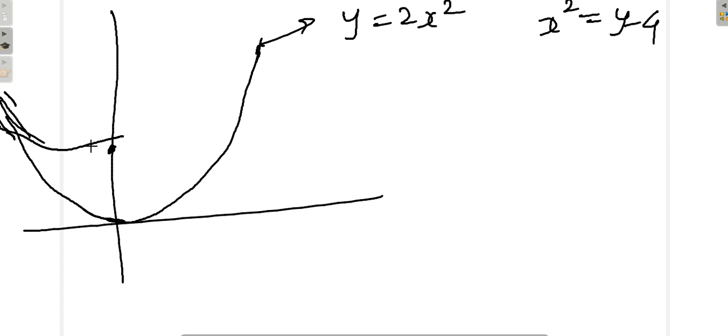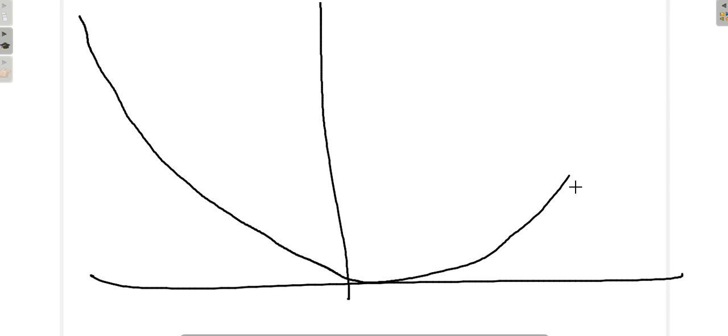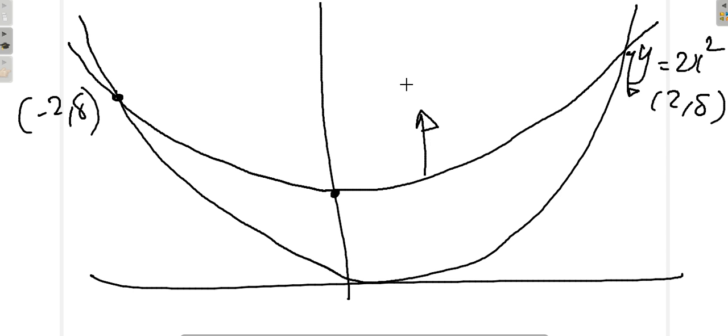Let me redraw the figure. This is the parabola y equal to 2x square. Second parabola, this point is minus 2 comma 8, this point is 2 comma 8, and this parabola is as simple as this. Just take a strip.